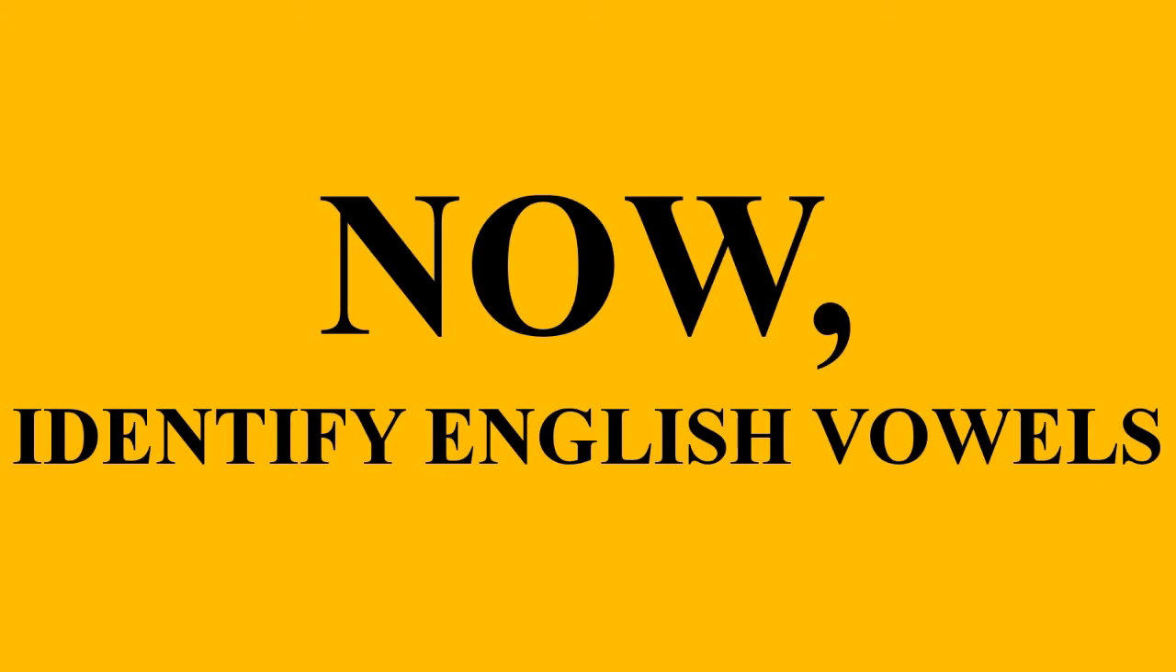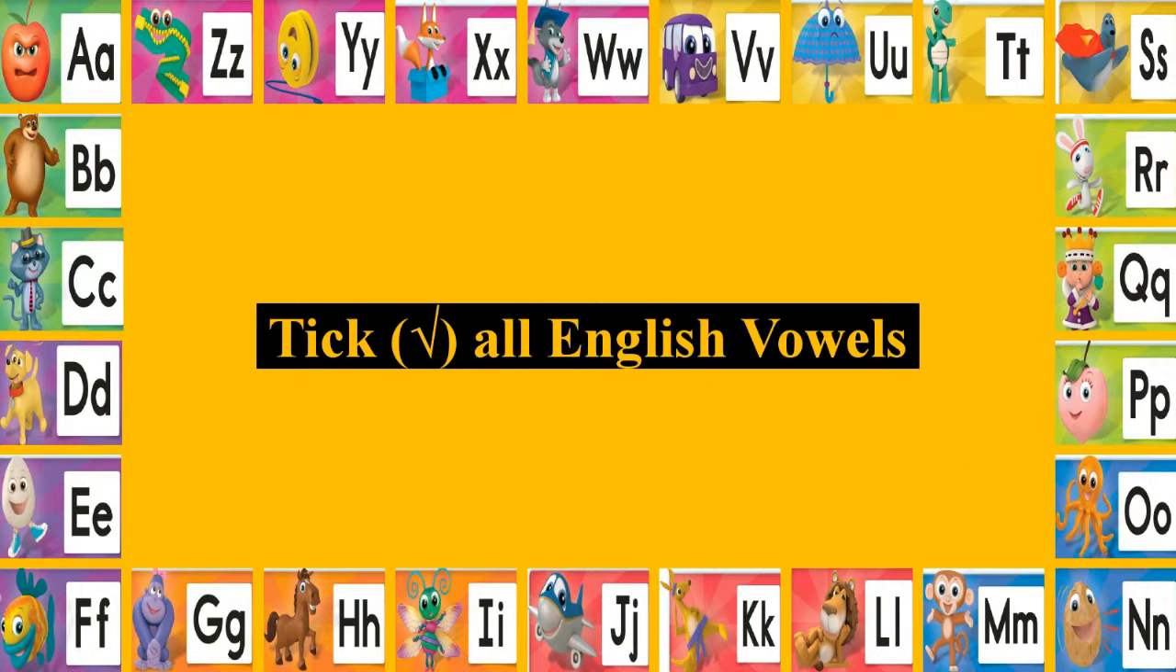Now, identify English vowels. You must listen to the instruction very carefully before you begin. Instructions. Tick all English vowel sounds. You have 30 seconds to do this exercise. Do not pause the video, because we give you the exact time to do it. And we will tell you how many seconds you still have. You must start to do it now.